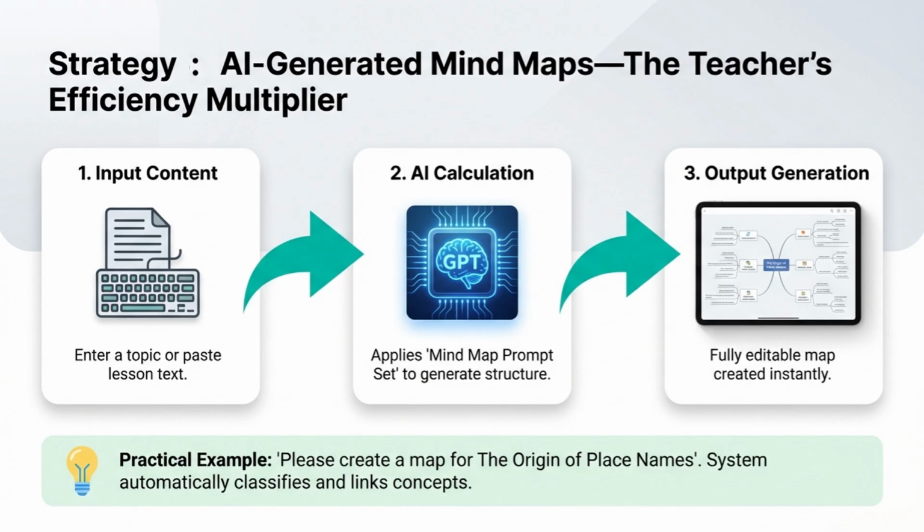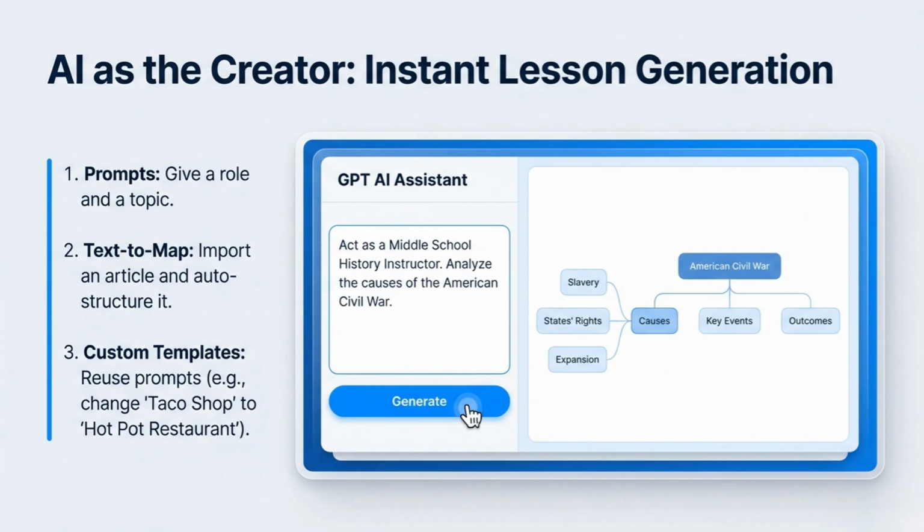Check this out. You can ask the AI to take on a specific persona, like a middle school history instructor, and tell it exactly how to structure the information. You're basically giving it creative direction. The more detail you give, the better the result.